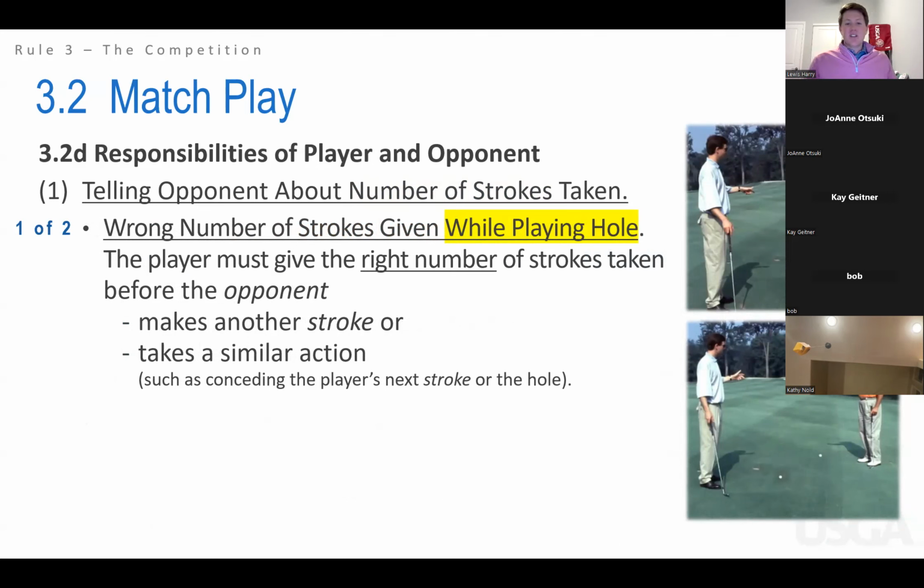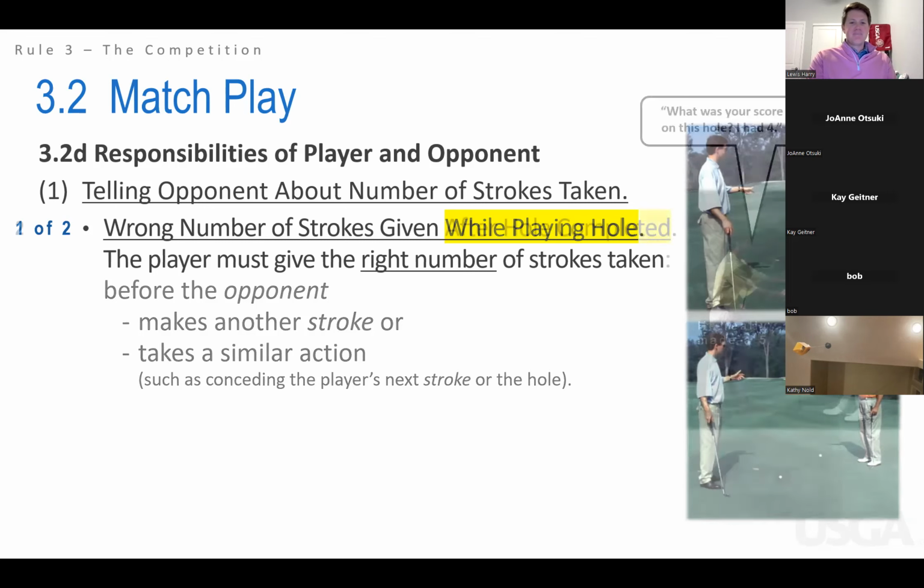Or taking a similar action like conceding the next player's stroke or conceding the hole. Those are treated the same as making another stroke. So again, there's no benefit to lying or staying silent in this scenario. Whenever you're asked for the number of strokes you've taken or what do you lie, just give the right answer. Makes everyone's life a lot easier.